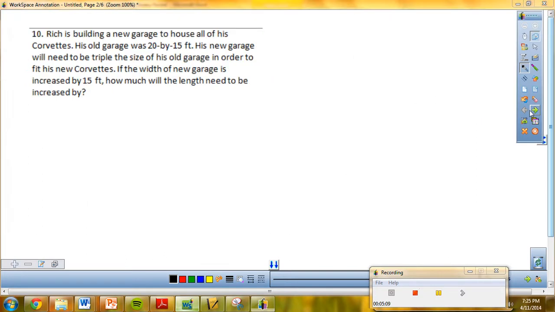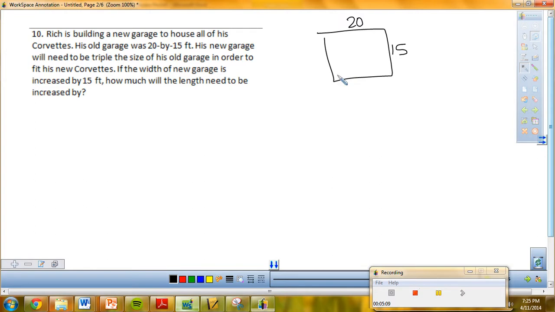Another word perimeter example that we have is something like number 10. Rich is building a new garage to house all of his Corvettes. His old garage was 20 by 15, so right away you should be drawing a rectangle and filling in the information, 20 by 15. His new garage will need to be triple the size of his old garage in order to fit all of the Corvettes.